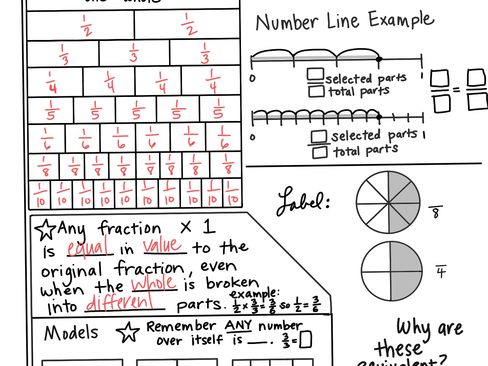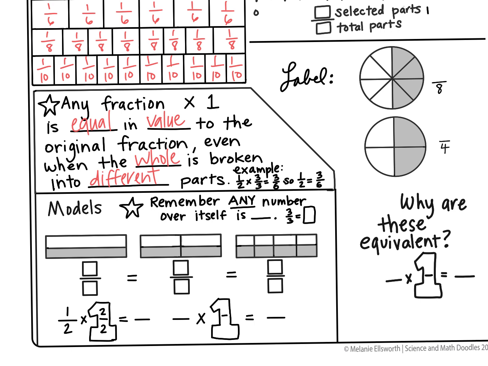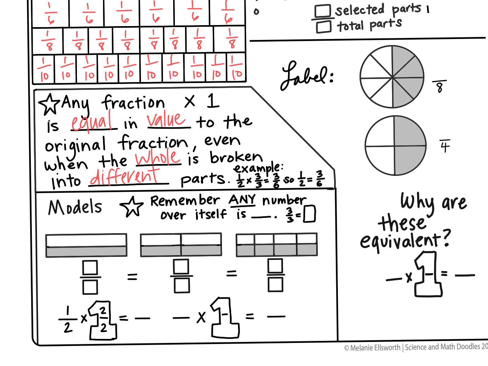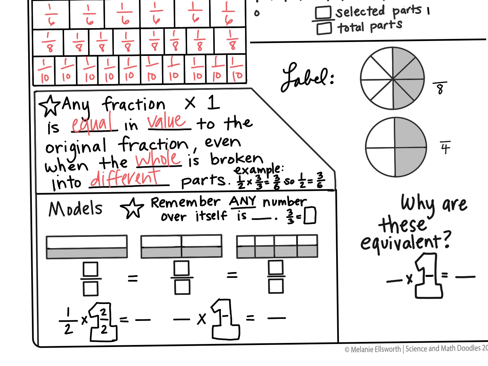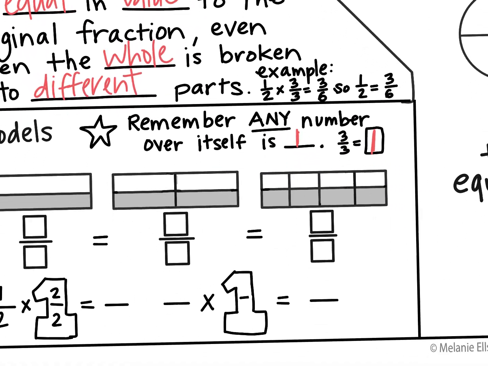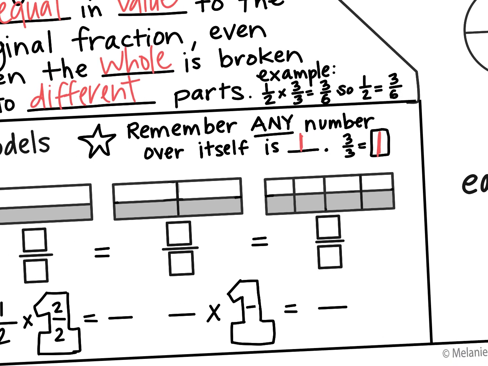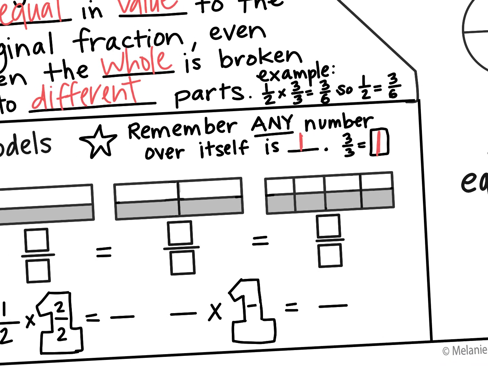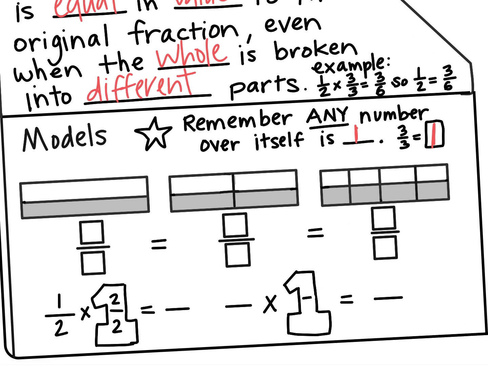I accidentally undid that. Okay, so we're going to go down and look at what this looks like. Remember, any number over itself is 1. What does that mean? It's an example right here. 3 over 3 equals 1. Any number over itself, so 3/3, 5/5, any number over itself is equal to 1. Okay, so let's look at all of these models for an example. The first one is showing what?